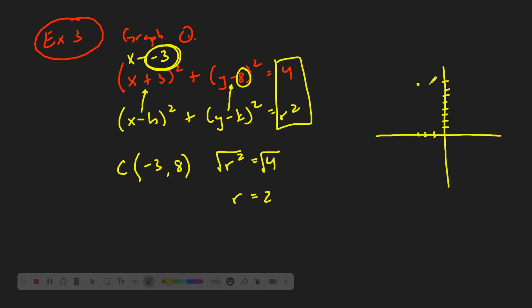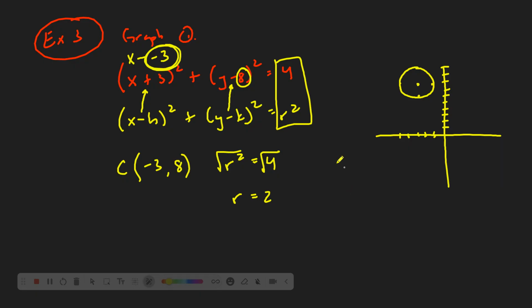So from this, I'll go 1, 2 to the right. I'll go 1, 2 down. Let me add 2 markings down here. I'll go 1, 2 to the left. Let me add 2 markings there. I'll go 1, 2 up. So now I have those 4 points on the circle that are created by going horizontally and vertically. And now I can connect those with a circle.